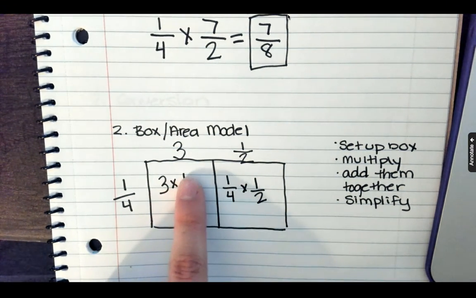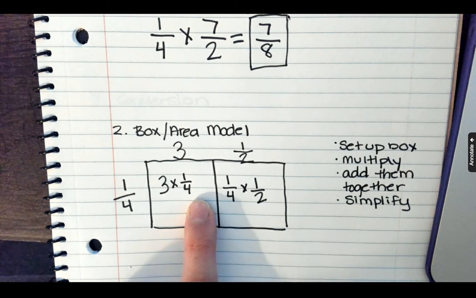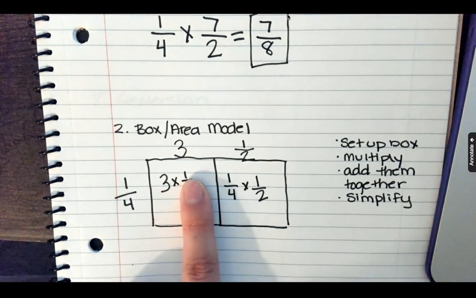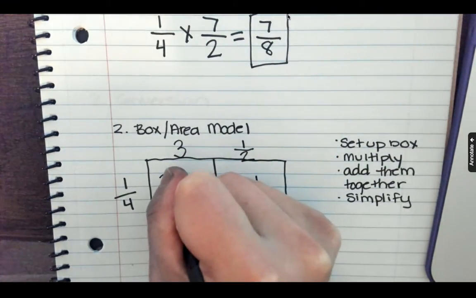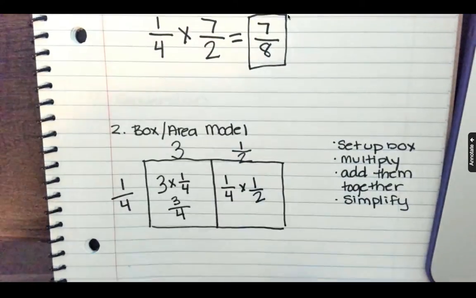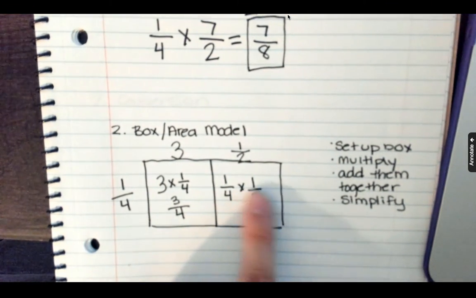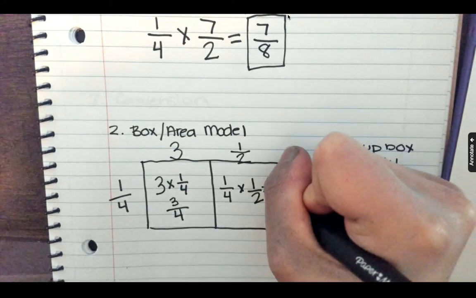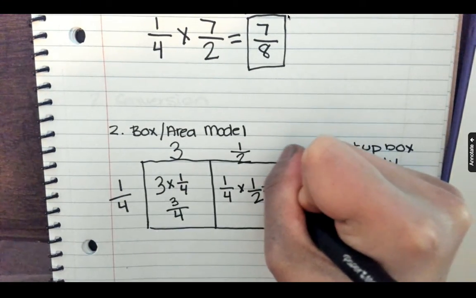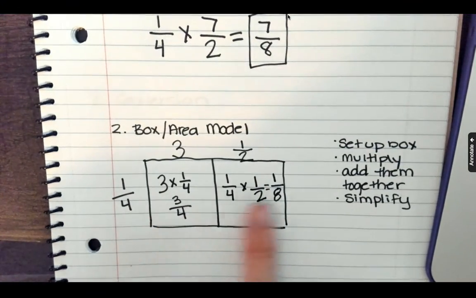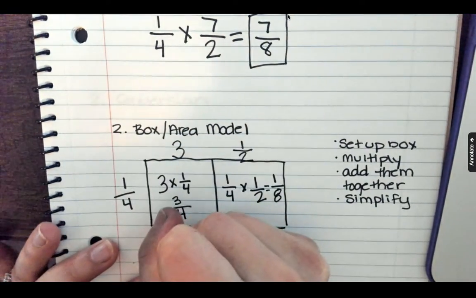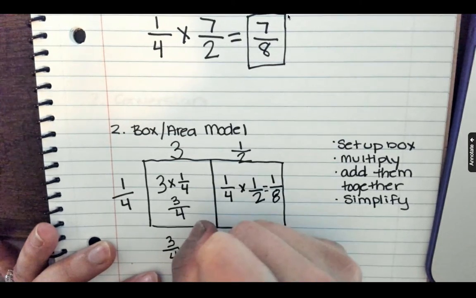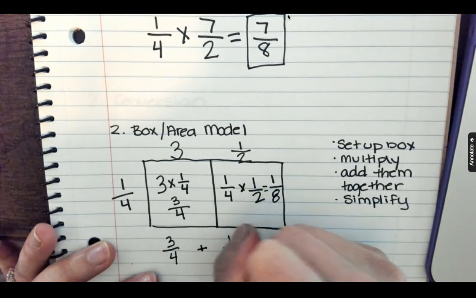So 3 times 1/4. I take my whole number and I multiply it by my numerator, and I get 3/4. And then 1/4 times 1/2. I multiply directly across. I get 1/8. Now I need to add these together. So I need to add together 3/4 plus 1/8.